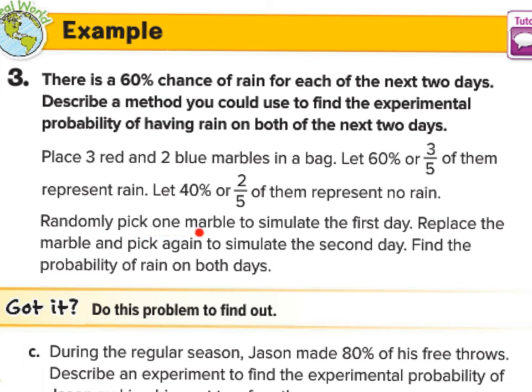Randomly pick 1 marble to simulate the first day. So you have all the marbles in there, the 3 reds and the 2 blue, and you pick out 1 marble. Then let's say you pick out a red one. Then it means that day is going to rain. You replace the marble back in the bag and pick again to simulate the second day. Find the probability of rain on both days.